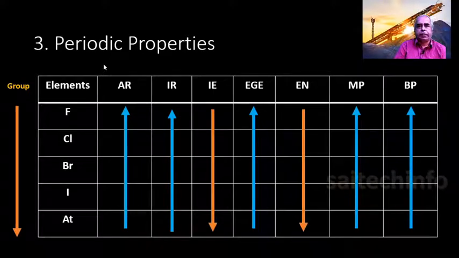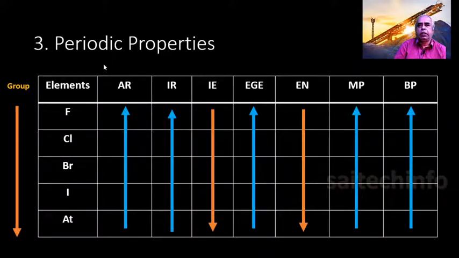Similarly, the ionic radius also increases down the halogen group. Then, when we talk about ionization enthalpy, it decreases down the group. It means for fluorine it is very high, but for astatine it is less.